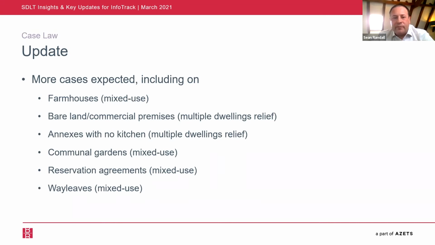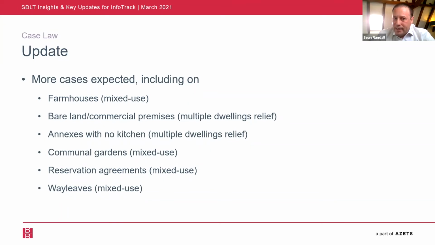I am also expecting appeals in relation to claims for multiple dwellings relief on purchases of bare land and commercial premises with permitted development rights, where the process of adapting or constructing the residential units was not in progress at the completion date. So that's simply based on the future intention of the buyer.